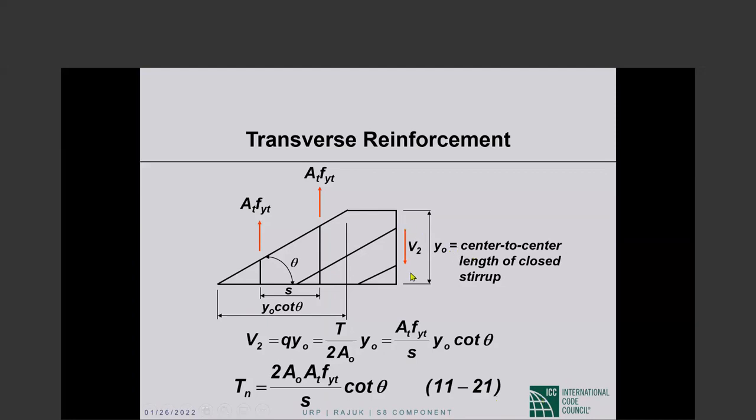So now V sub 2 is the shear flow multiplied by the dimension y sub 0 from the center line to the center line of the reinforcement. The q, we said at the very beginning, from strength of materials is T divided by twice A sub 0. So V sub 2 is equal to that.